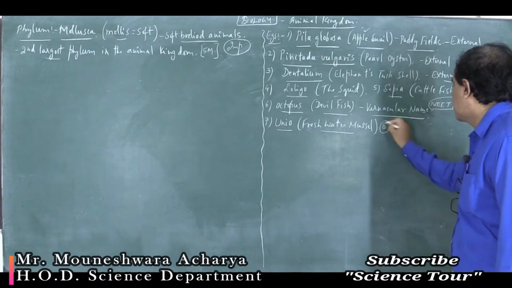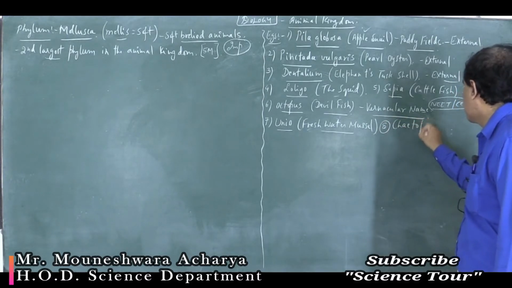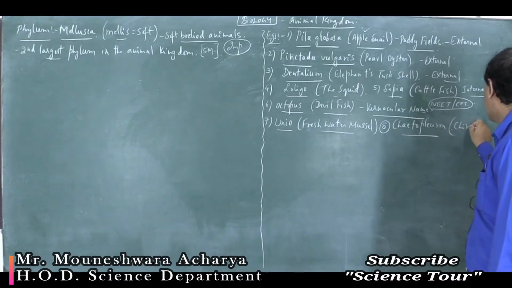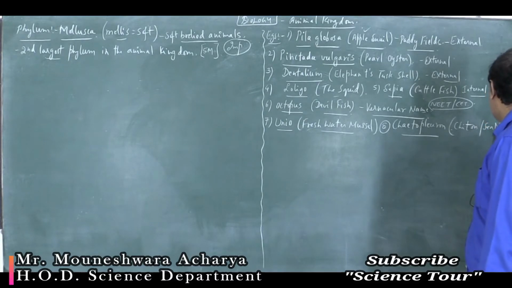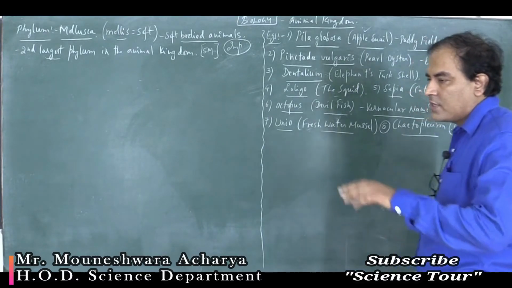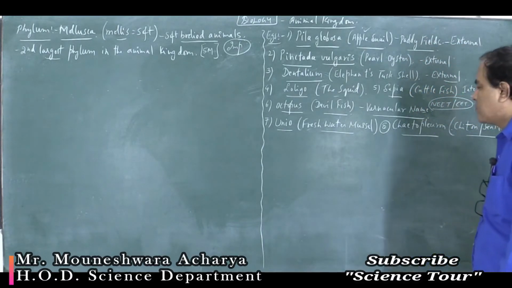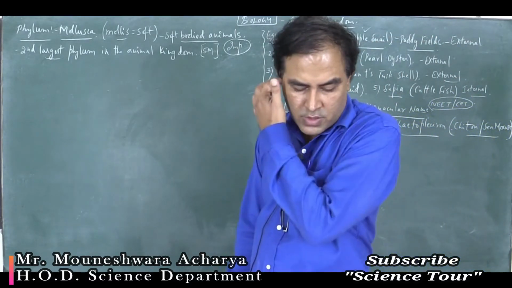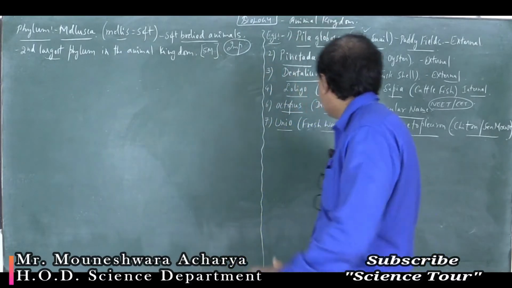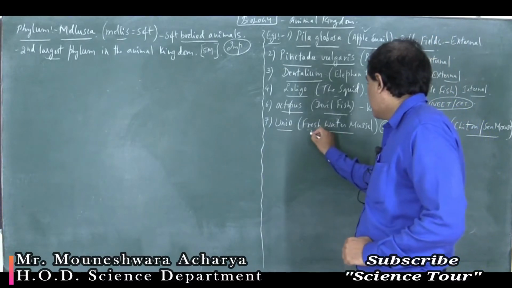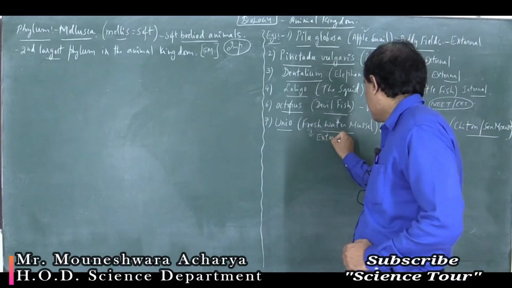Example number 8. Commonly called as chiton or sea mouse, because this animal looks like a mouse and lives in the sea, so it is called as sea mouse. That is your Chytopleura. So dear students, these are some of the examples for the phylum Mollusca. The shell is external in case of Unio also.